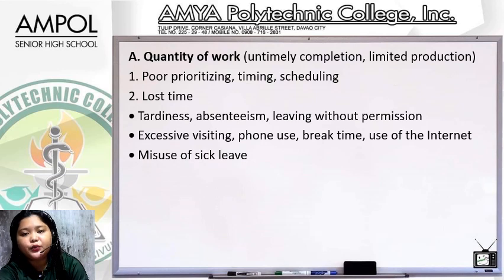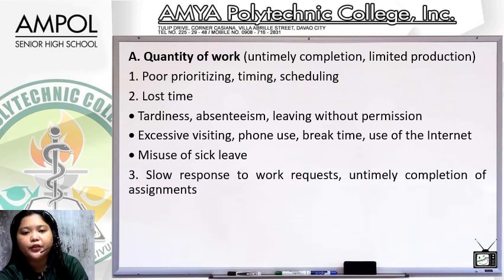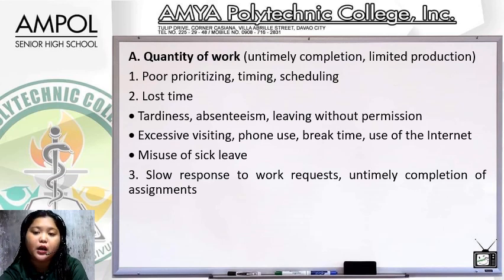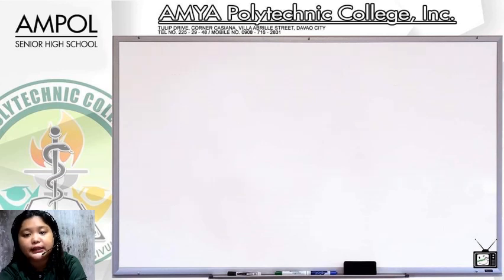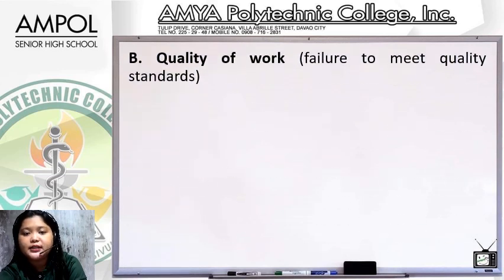And then third, we have the misuse of sick leave. So, dito sa misuse of sick leave, kahit walang sakit, yun ang ginagamit nila para lang maka-absent. And then, we have the slow response to work requests, untimely completion of assignments. And then fourth, we have the preventable accidents. And then next is the quality of work.